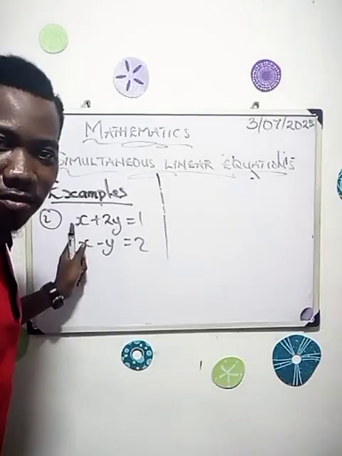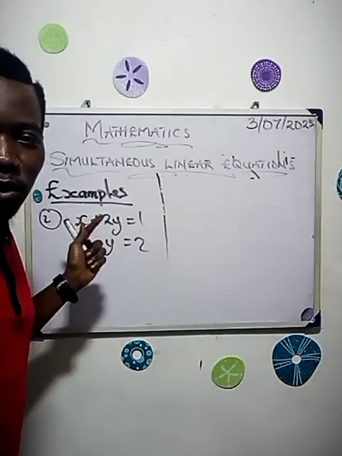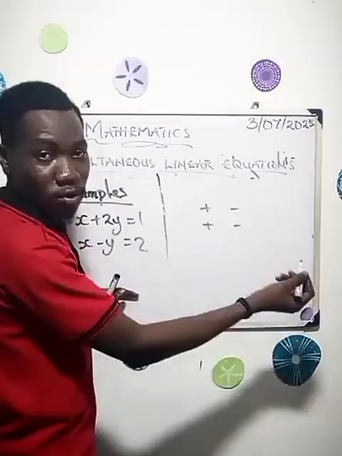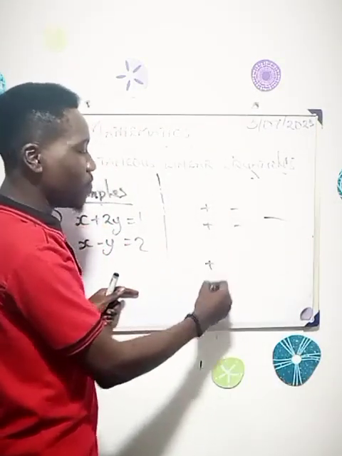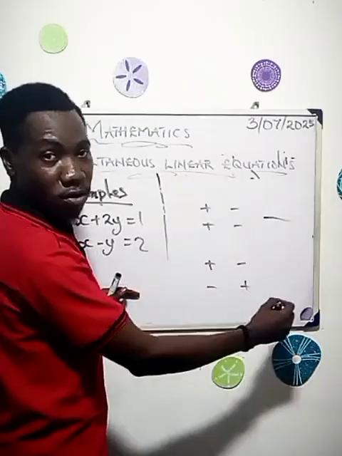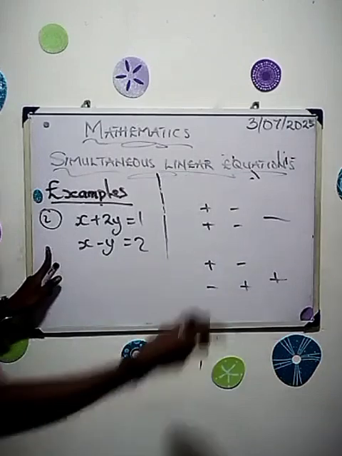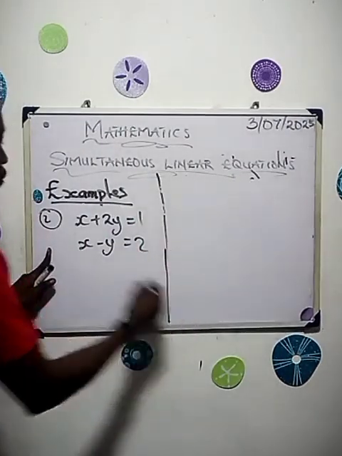The sign. Positive, positive. Both of them positive. Positive 1, positive 1. So, what are we going to do? When they are the same, positive, positive, or negative, negative, we subtract. But if they are different, positive, negative, or negative, positive, we add. Okay? So what are we going to do now? We're going to subtract. So let's subtract.